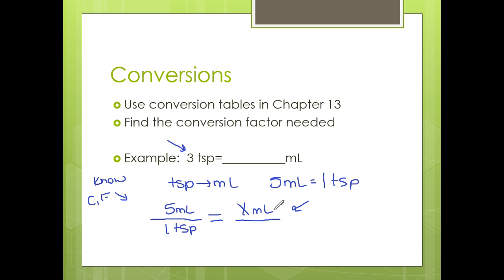Now I chose to put x there because that's what we're solving for. We don't know this, so that's where our x is going to be. And then I put my teaspoons on the bottom, so 3 teaspoons. I'm going to go ahead and solve for x. I'm going to cross multiply, and I get x is equal to 15 mLs. So 3 teaspoons is equal to 15 milliliters.